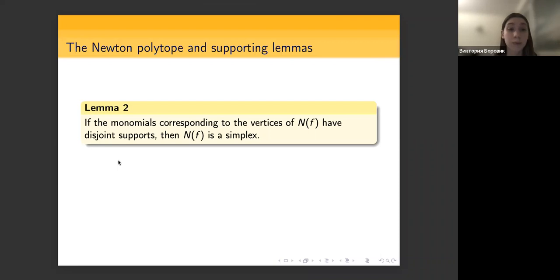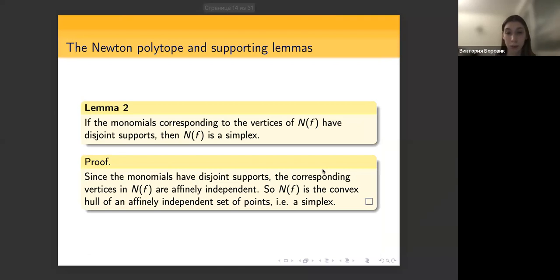Lemma 2: if the monomials corresponding to the vertices of the Newton polytope have disjoint supports, then our Newton polytope is a simplex. It is simple to understand because, since the monomials have disjoint supports, the corresponding vertices in our Newton polytope are affinely independent. So the Newton polytope is the convex hull of an affinely independent set of points, in other words, a simplex, that's all.